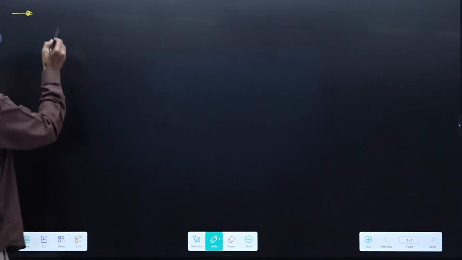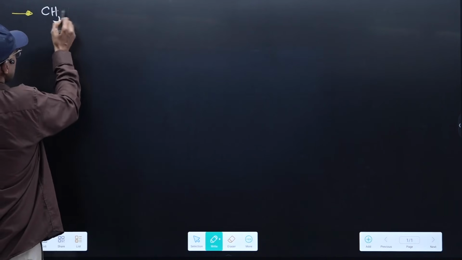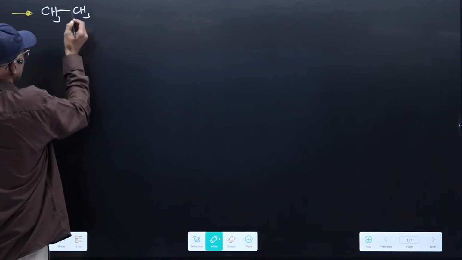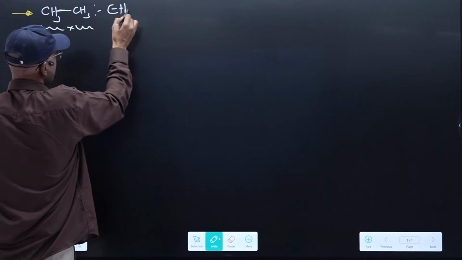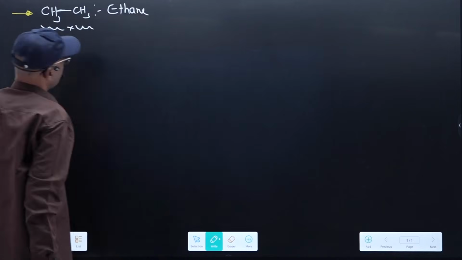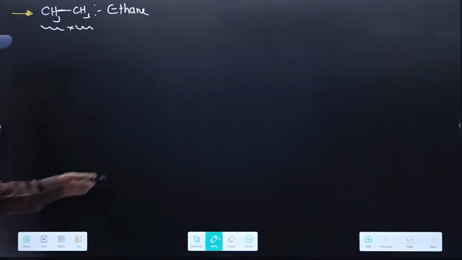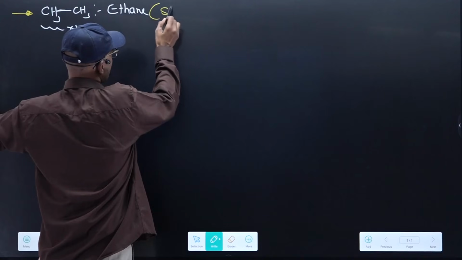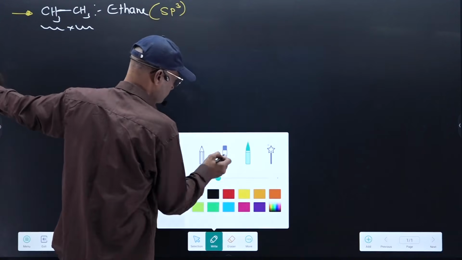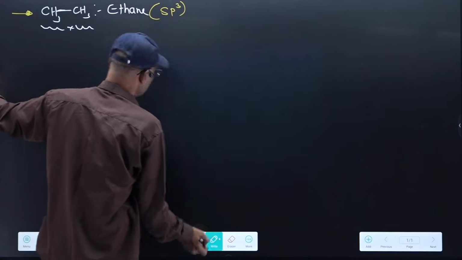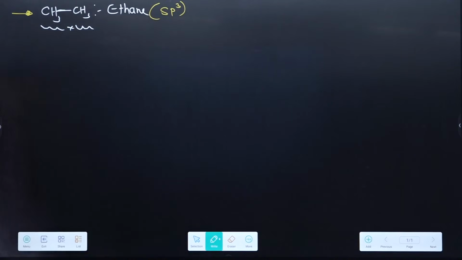Okay, so take this molecule, CH3-CH3. What is the name of this molecule? Is it ethane or not? It is ethane. So what is the hybridization of the two carbons in this one? Is it sp3 or not? Yes, it is sp3. Ethane, sp3 will be the hybridization.